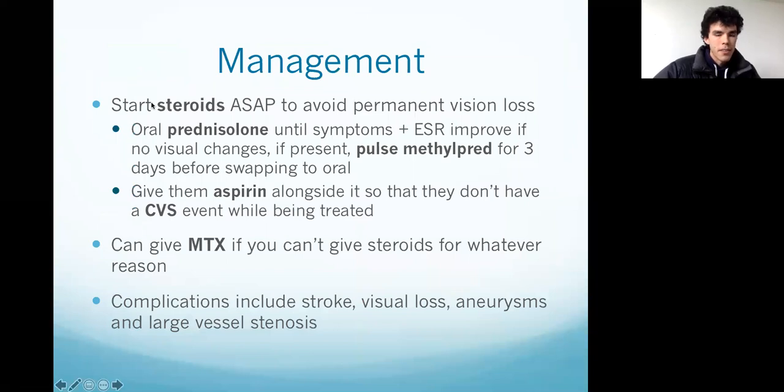Okay, so how to fix it? Still steroids. Steroids are great. They do most of the job, and then aspirin, because it's kind of like a clotting type problem, and you want to try and make sure they don't have some massive cardiovascular event at the same time. Complications, think of vascular problems: stroke, aneurysm, large vessel stenosis, that's like carotids and things like that, and vision loss, as we talked about.